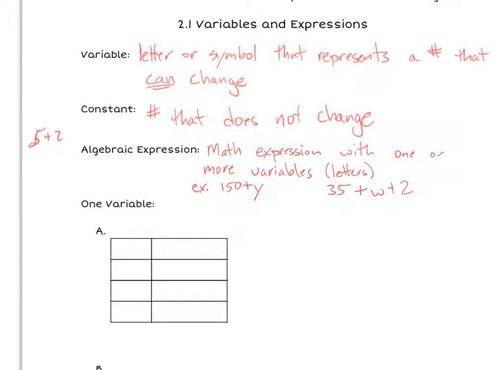Today we're going to focus on one variable expressions to start. So an expression that just has one variable, so one letter in it. And I've got a table set up here. This is one way to organize information. So our variable for this one is going to be a W. And our algebraic expression for this one is going to be W divided by 11.